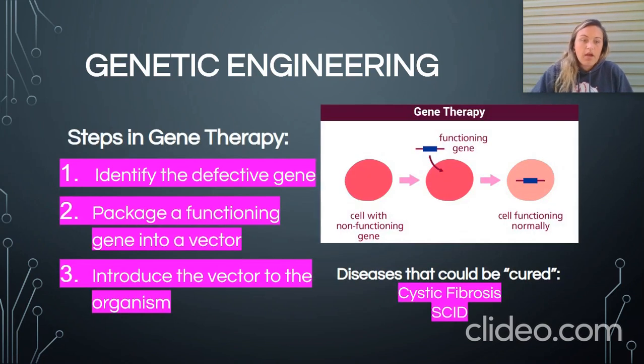individual. All right, so our steps that we take for our gene therapy, and copy these down where it says 1, 2, and 3 under steps, is to identify the defective gene to begin with. All right, so some of the diseases that can actually be cured using gene therapy are things like cystic fibrosis, which is shortened to CF a lot of times, and then SCIDs. All right, so in gene therapy, we take that defective gene, we basically package a functioning gene into that vector. So we take a good gene, take out the bad gene, put the good gene in, and then introduce that vector to the organism. So they'll take out the bad gene, they'll put in a good gene, they'll put it in the virus, and then introduce that virus to that particular individual.